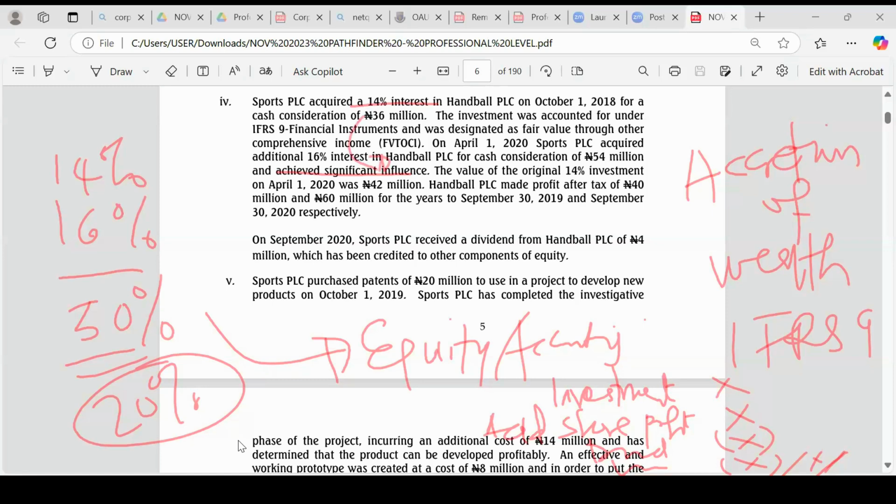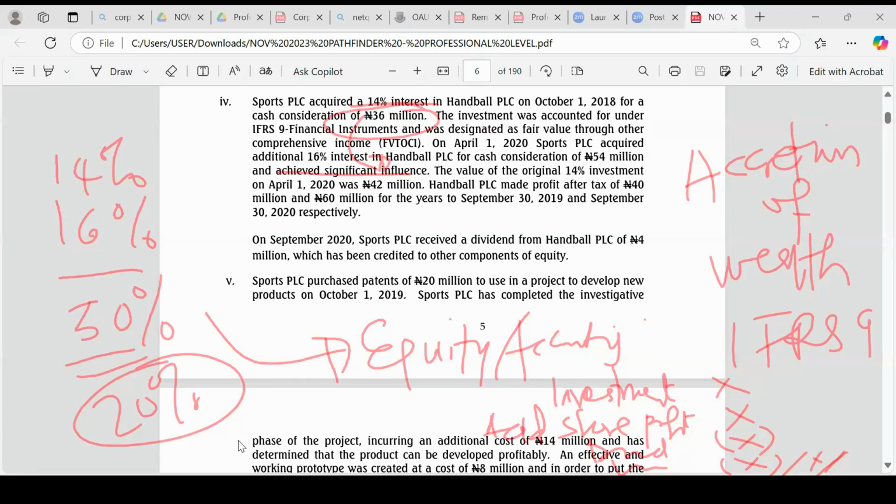That increase, we would have been treating this at that point in time. When did they say this happened? They said April 1st, 2020. The day we will start treating it as an associate is that very day. However, until that day, we would have been treating it as IFRS 9.